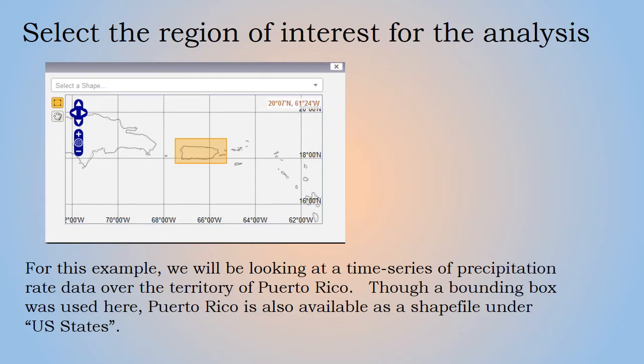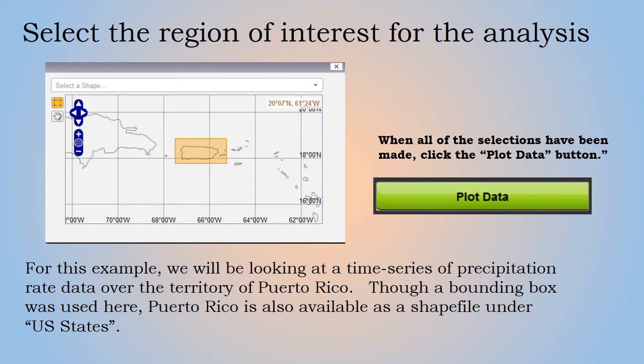For the final step, select the region of interest for the analysis. For this example, we will be looking at a time series of precipitation rate data over the territory of Puerto Rico. Though a bounding box was used here, as shown, Puerto Rico is also available as a shapefile under U.S. states. When all of the selections have been made, click the Plot Data button.